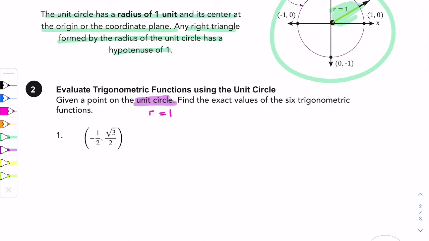All right, here is your x value and here is your y value. So if I list all of them, my x value is negative 1/2. My y value is the square root of 3 over 2. And my r value, because it's on the unit circle, is automatically equal to 1.